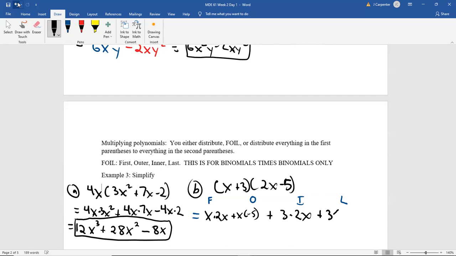Plus 3 times negative 5. Again, how you write out your signs and everything is up to you. Most people aren't going to show this step. I'll never show it again. If you need to, go for it.